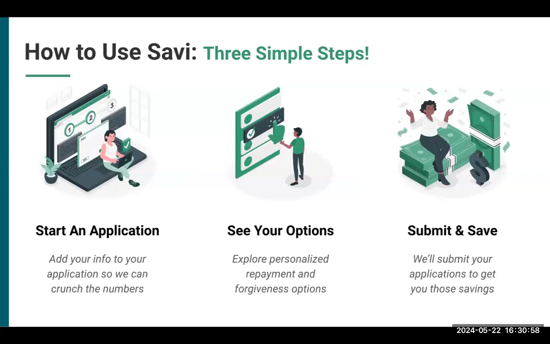So when you are using Savvy, there are three simple steps you'll complete. On step one, you'll start your application with us and enter your info to see what options are available. We're going to run the numbers for you, find out what's out there, and show them to you in step two. On step two, you will compare all of the plans available and choose the one that is most beneficial for you. Finally, on step three, we will submit the applications to enroll you in your selected plan. All you need to do is sit back and start saving.